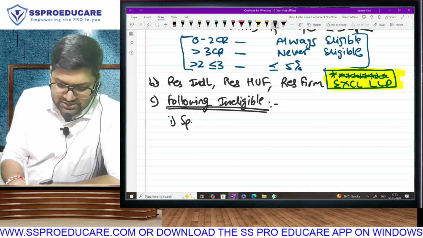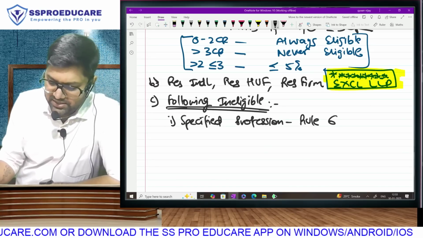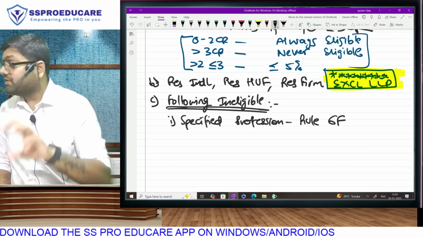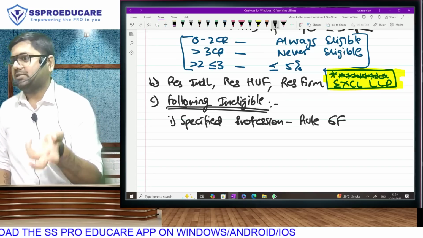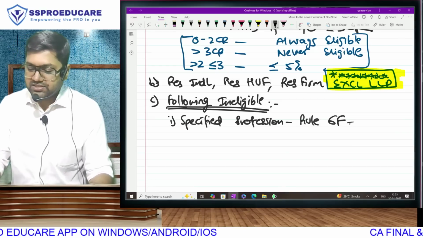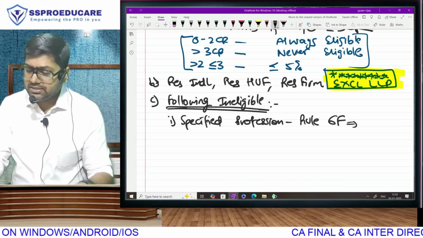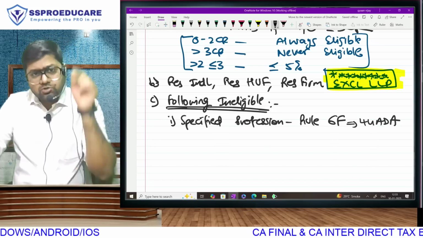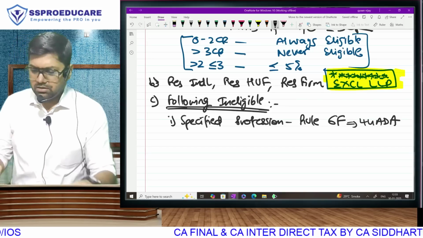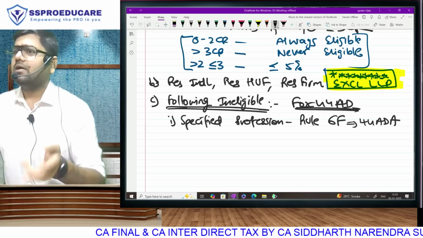First, a specified profession, as defined in Rule 6F, bro. CA, CS, doctor, lawyer, engineer, architect, film artist: specified profession, disqualified. Means even if your turnover is within 2 crore, or for 95% cashless within 3 crore, you are not eligible. Of course, your anxiety is, sir, why? Which section are we doing right now? 44AD. There are total 3 sections, and after the last of them the chapter is over. The next section is 44ADA. 44ADA is only for them. They have presumptive in a separate section. When a separate section covers them, you will be disqualified from this section. You are removed from 44AD because you are covered in 44ADA.